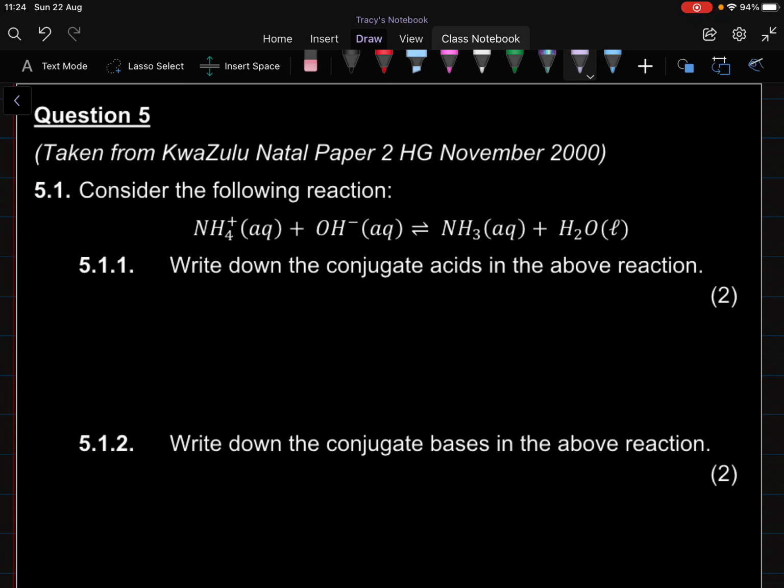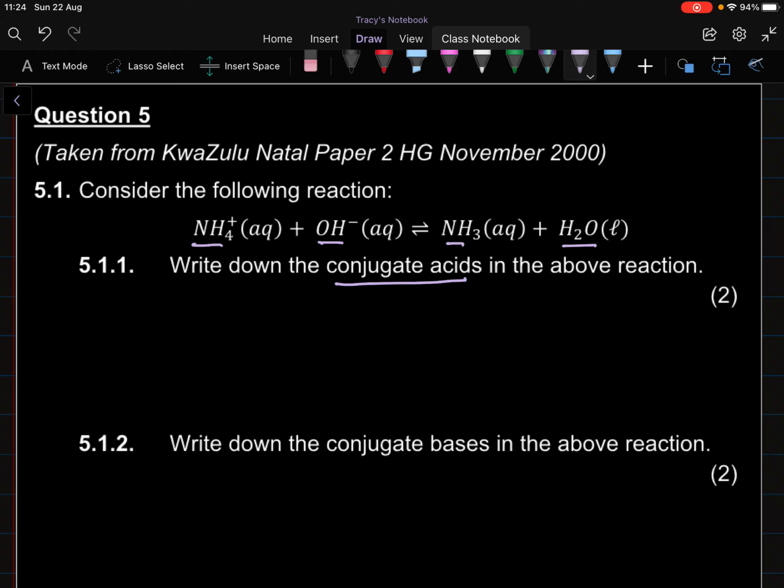Question 5 of the acids and bases worksheet. So we're taking it from the KwaZulu-Natal paper, also the high grade paper from November 2000. They give you a reaction, and you've got ammonium plus hydroxide gives you ammonia and H2O. Now they say write down the conjugate acids in the above reaction.